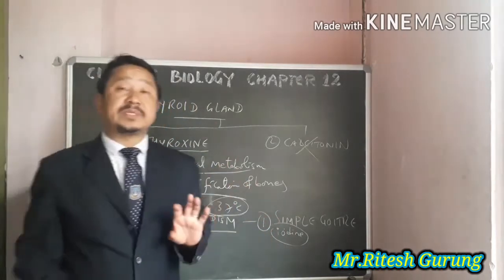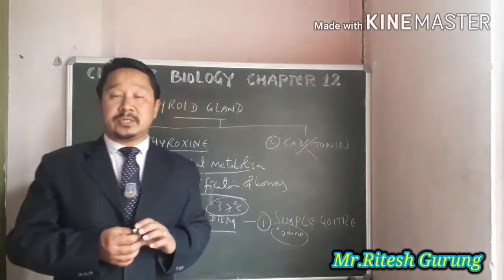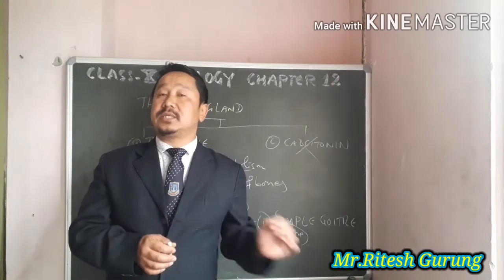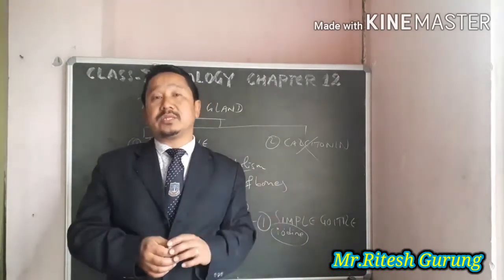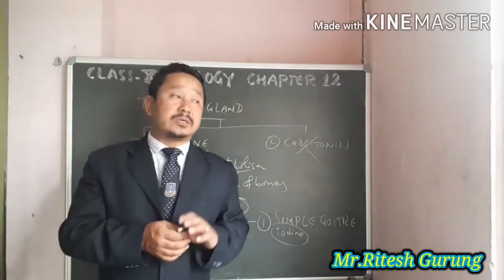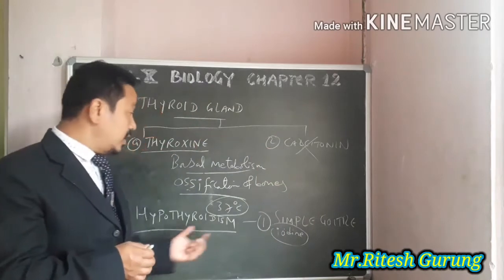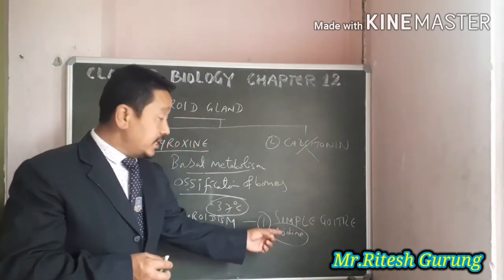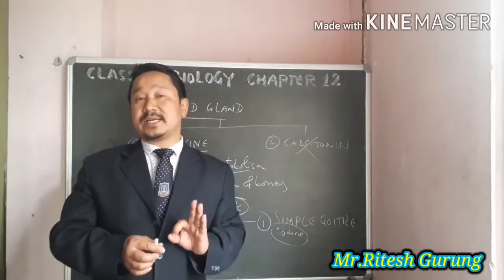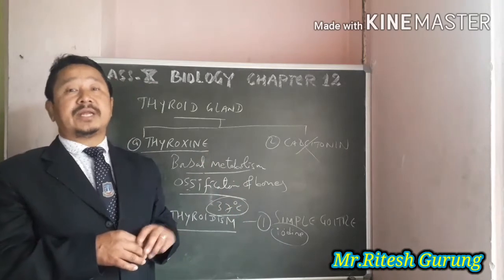Usually this problem is seen with the people of Himalayan regions. The people who live in the Himalayan region usually have this problem of simple goiter, because the soil there lacks iodine. That means iodine is not found in the soil of the Himalayan region, and the people who eat the food grown in such a region also lack iodine, so they have a chance of this problem called simple goiter, because iodine is the chief ingredient of thyroxine. That's why people living in the Himalayan region usually have this problem.